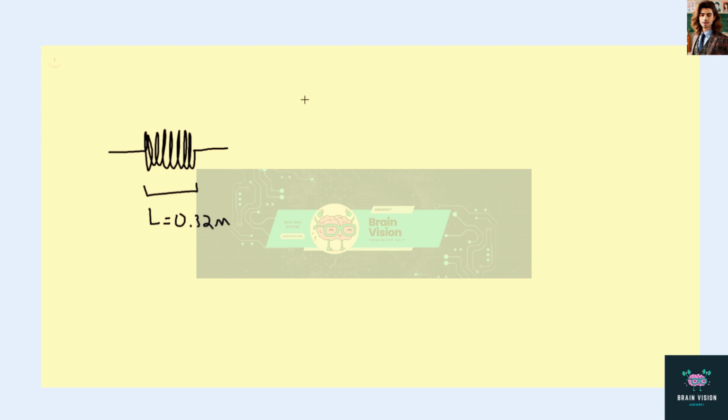Well, for solenoids, we know that the magnetic field is just given by mu naught times the current times the number of turns, divided by the length of the solenoid. So this is just going to be a direct application of this equation. We want to solve for n, the number of turns. So we can just say that n equals the magnetic field times L over mu naught times I.